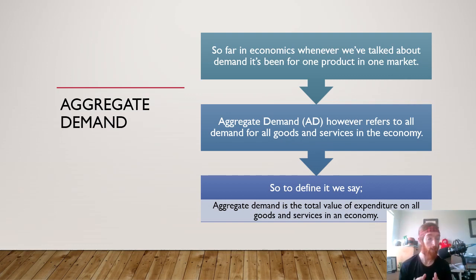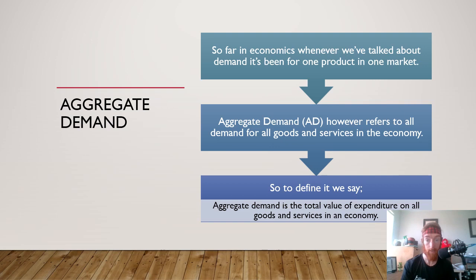So far in economics, whenever we've looked at demand, it's always been about one specific product in a market. Whereas when we talk about aggregate demand, it refers to all demand for all goods and services in the economy. So the total level of all demand. So we define it as aggregate demand is the total value of expenditure on all goods and services in an economy. So it's all spending.